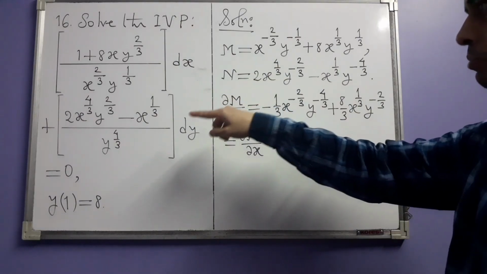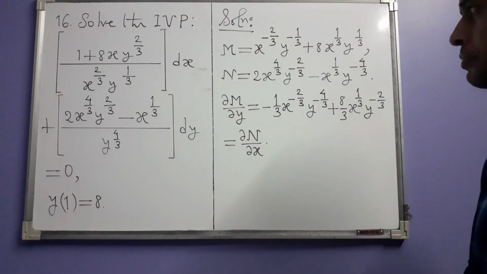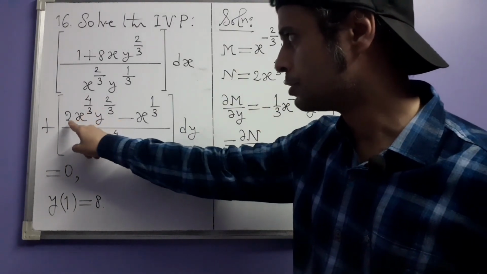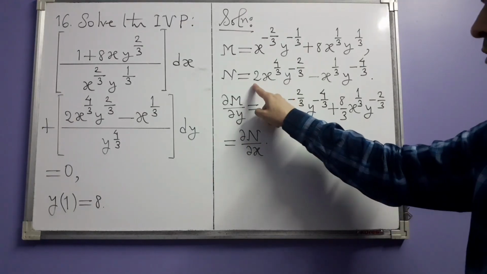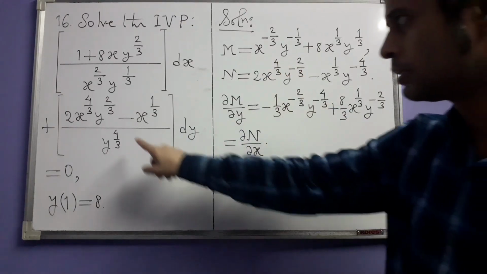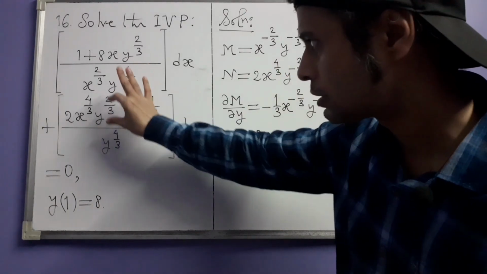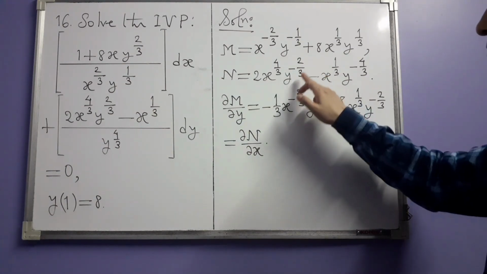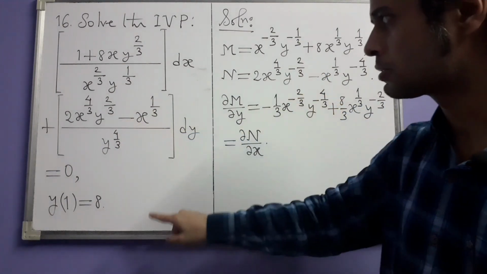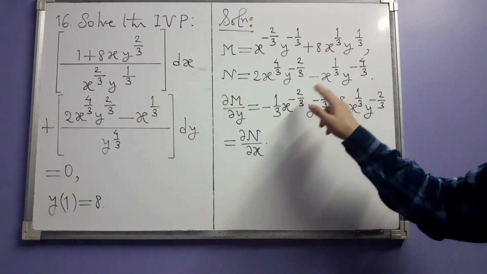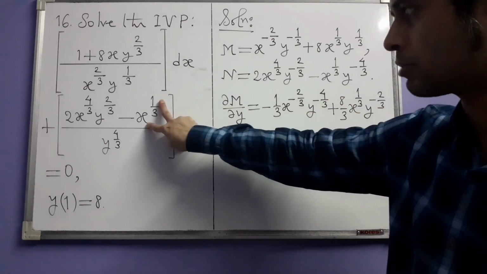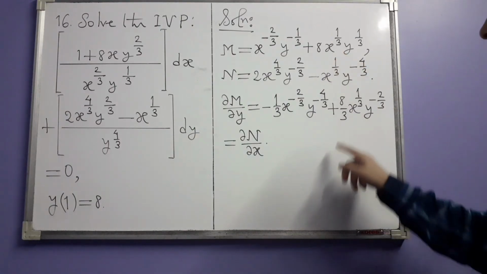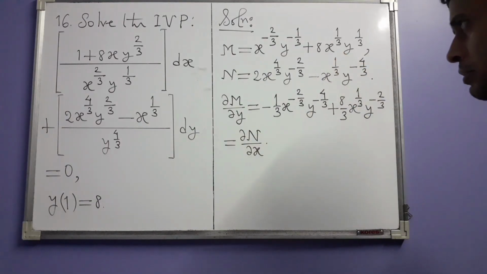Similarly, we also simplify the n. We do the same thing here. This one of course stays unchanged, 2 times x to the power 4 over 3, and then y to the power 2 over 3 minus 4 over 3, so minus 2 over 3. This one is very easy. This one is a power of x, this one is a power of y. So simply x to the power 1 over 3, y to the power minus 4 over 3.